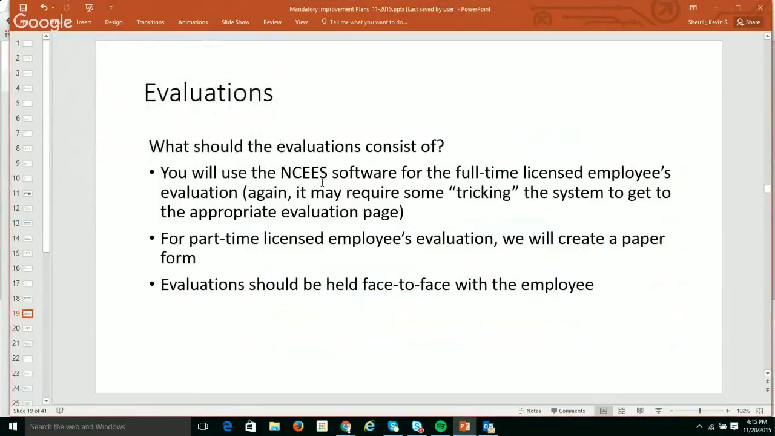We mentioned that we're going to have to trick the system to get maybe to the appropriate evaluation page, but it'll at least be a familiar form that you're used to seeing. For part-time licensed employees, we're going to create a paper form that will just be a one-pager that should be pretty easy to use. And we do want you to hold those evaluations face-to-face with your employees, which you would already do anyway.